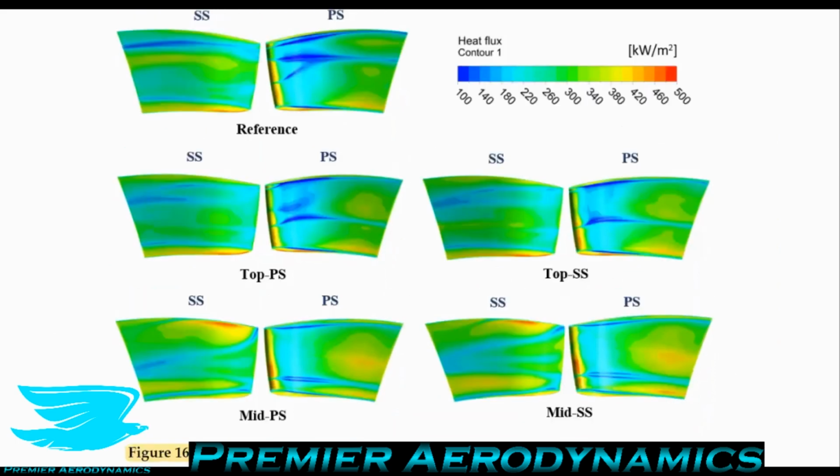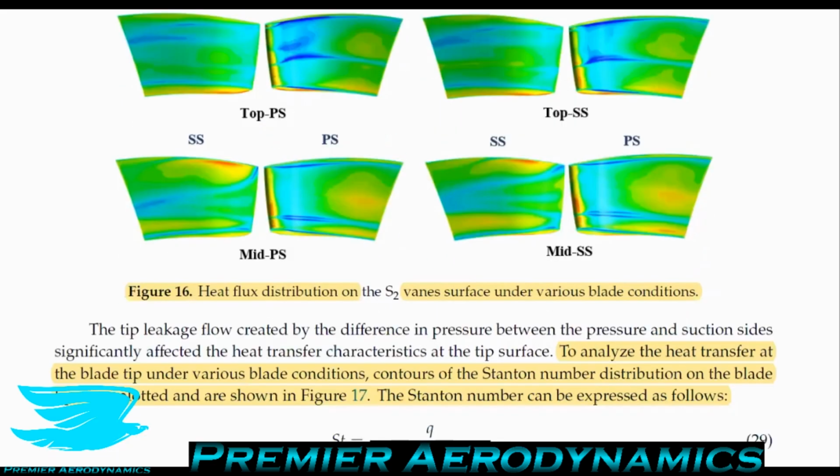So again, regardless of whether the rotor was damaged at the tip, midspan, suction side, or pressure side, the stator blade has an increase in the heat flux both on the suction sides and pressure sides compared to the reference.